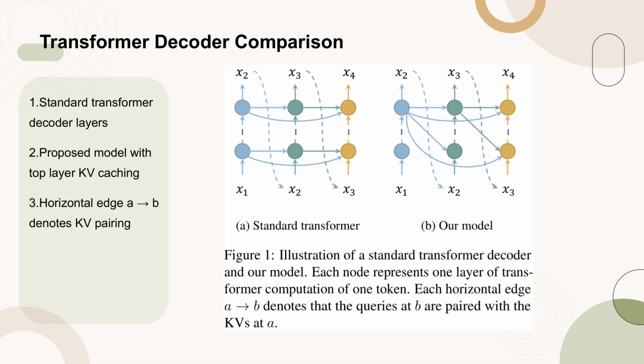Figure 1 illustrates the difference between a standard transformer decoder and the proposed model. Each node in the figure represents a layer of transformer computation for a single token. The horizontal edge from node A to node B indicates that the queries at node B are paired with the keys and values at node A. In the proposed model, only the keys and values of the top layer are cached, significantly reducing memory consumption.